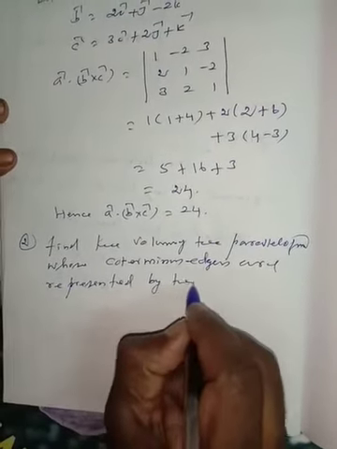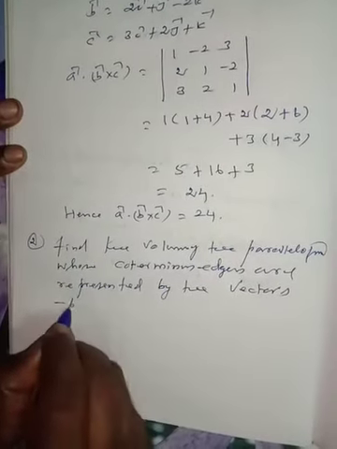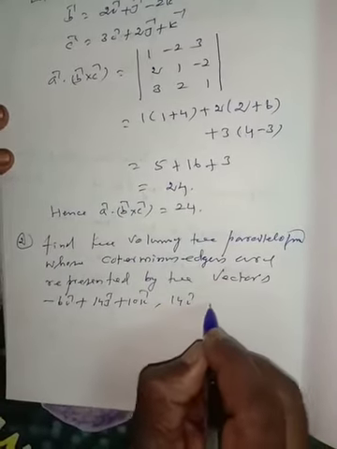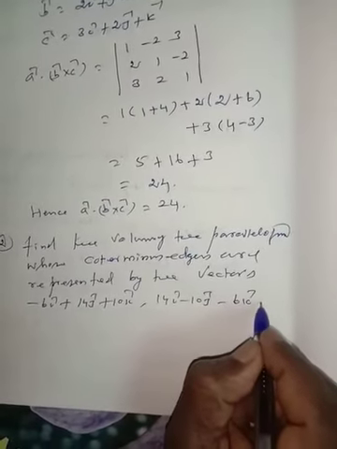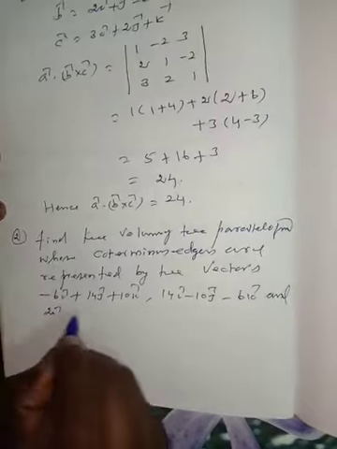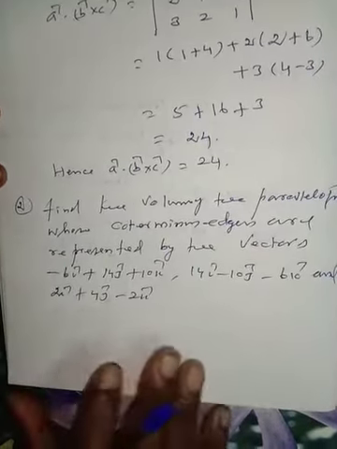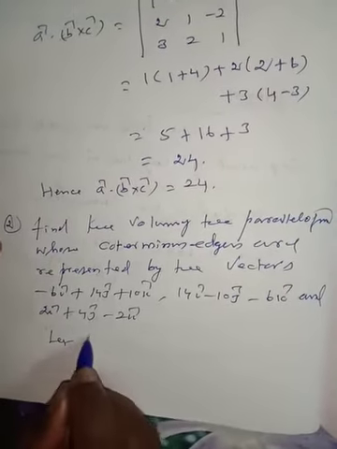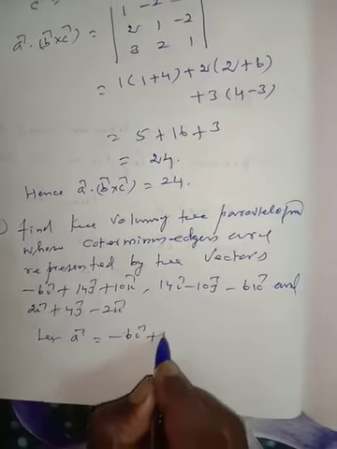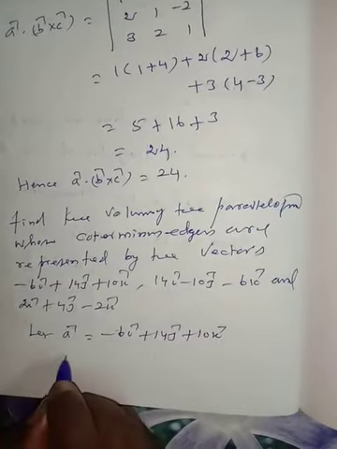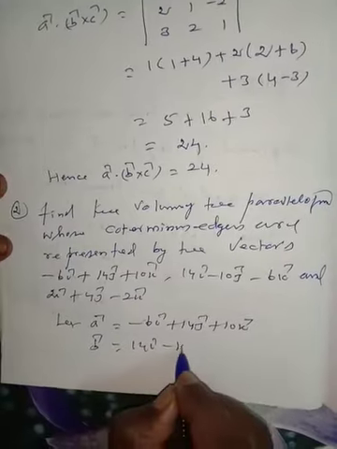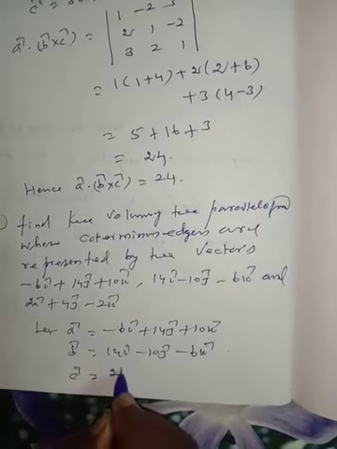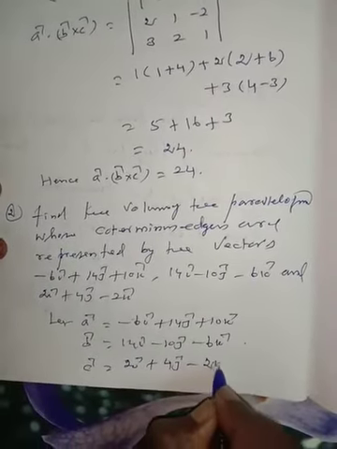Represented by the vectors -6i + 14j + 10k, 14i - 10j - 6k and 2i + 4j - 2k. Let the first vector be a, the second b, the third c. a = -6i + 14j + 10k, b = 14i - 10j - 6k, and c = 2i + 4j - 2k.